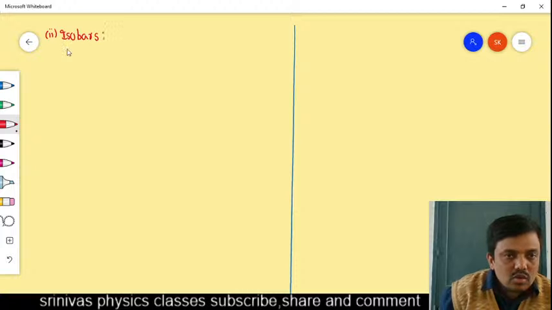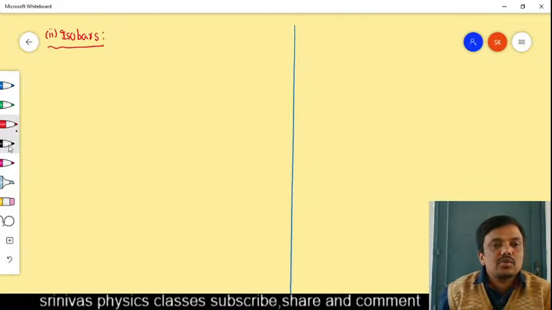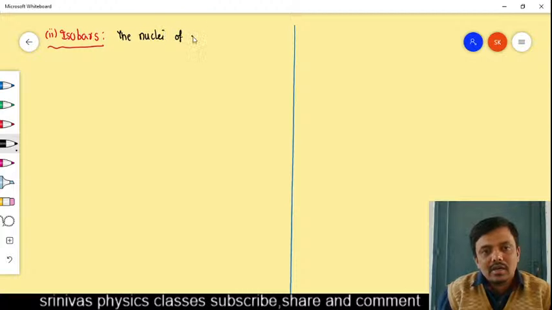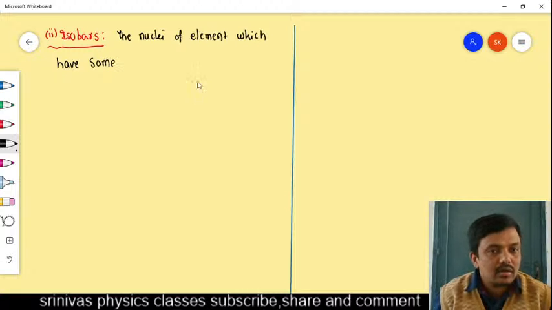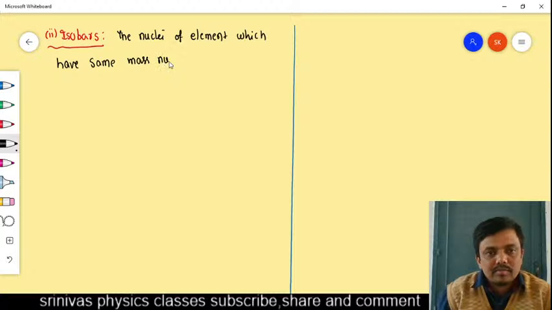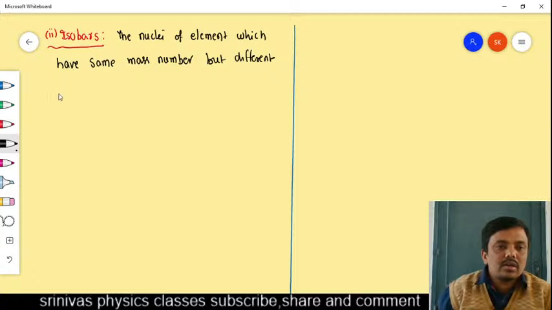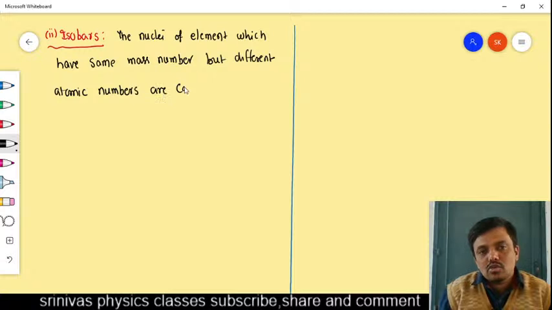Isobars means what? Isobars are the nuclei of elements which have the same mass number but different atomic number. These are called isobars.